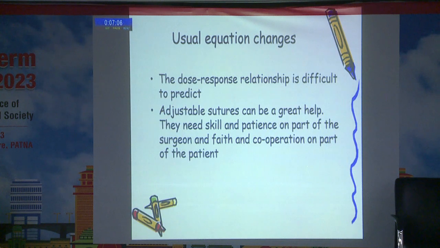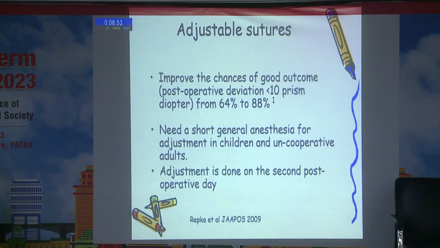But of course, they need skill and patience on the part of the surgeon, and faith and cooperation on the part of the patient, because we have to tell the patient that they will have to cooperate, and we don't have a very easy, clear-cut answer to what they have. And of course, adjustable sutures improve the chances of a good outcome, as was seen in a study by Repka in the US. But in our setting in India, the problem is they need a short general anesthesia for children and for uncooperative adults, and the adjustment has to be done on the second post-op day.